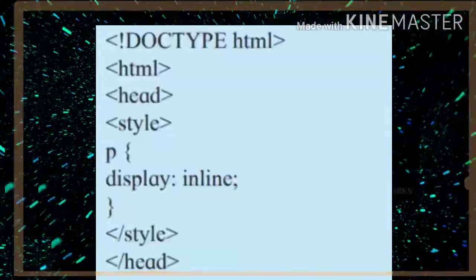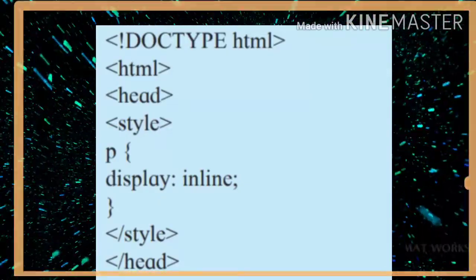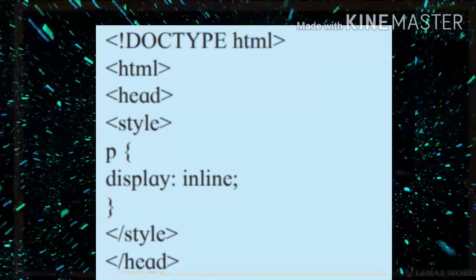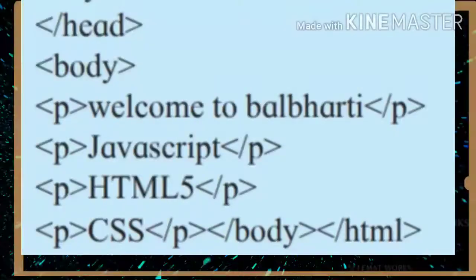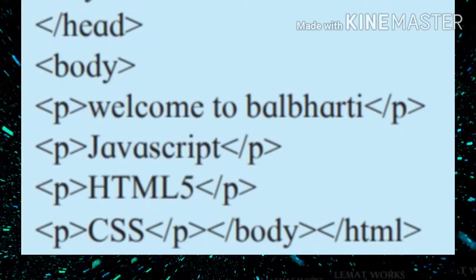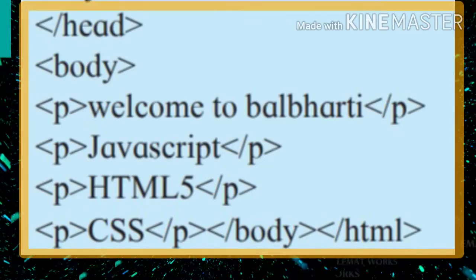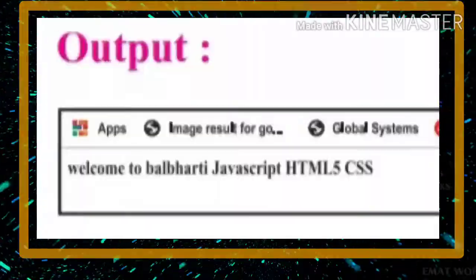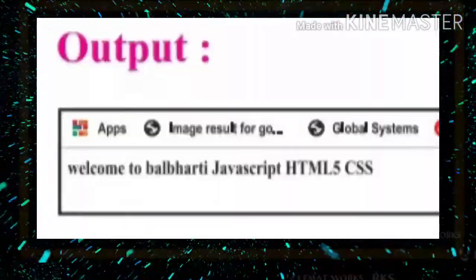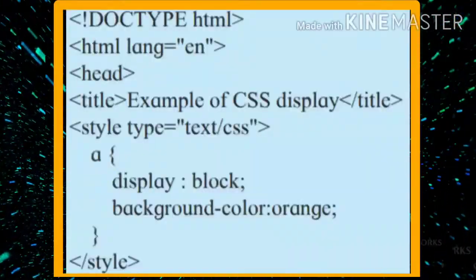Let's see the example. In this example, we use the display property with inline value in the p selector. In the body section, write 4 lines with the paragraph tag. Save the program and run it on the browser. You will get the output where all the contents of the 4 lines are displayed in a single line. Let's see another example.